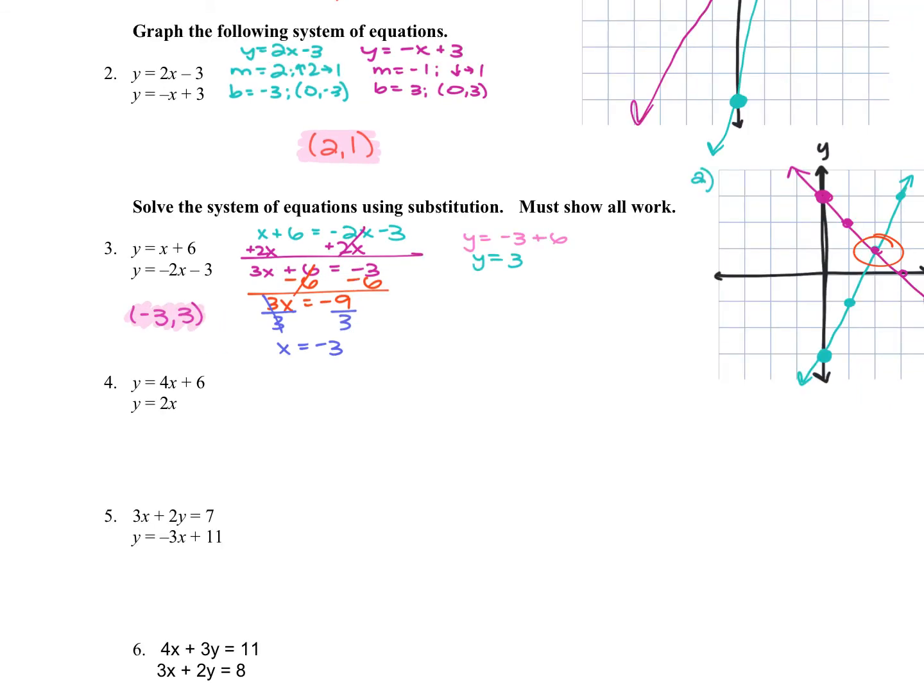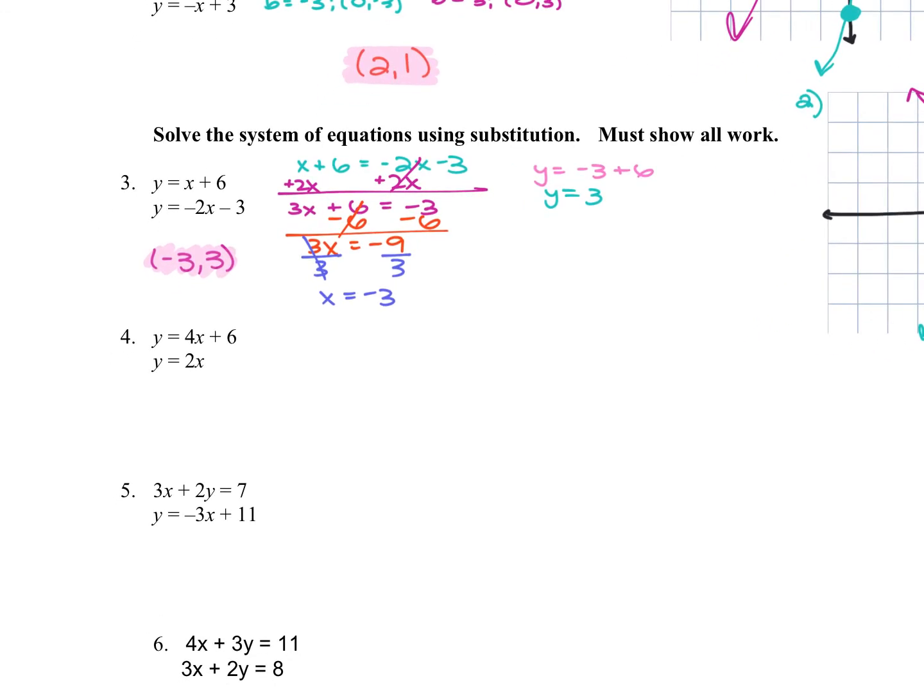For number 4, you have y is equal to 4x plus 6 and y is equal to 2x. We're going to set these both equal to one another once again. So it's just going to be 4x plus 6 is equal to 2x. The 4x we're going to move over, subtract it from each side. This gives us 6 is equal to negative 2x. And we divide each side by the negative 2 and get that x is negative 3.